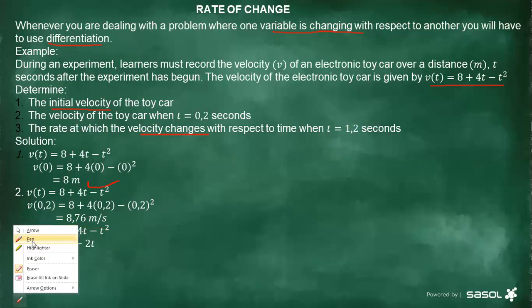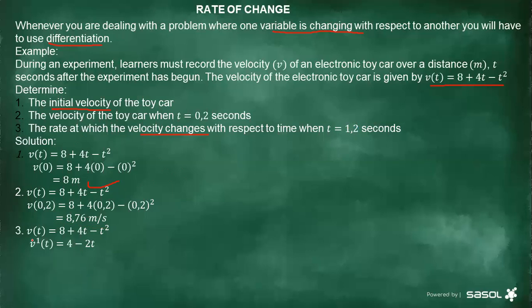After doing the derivative, we then substitute your time, which is 1.2, where you see T. And then from there, you press your calculator, you obtain 1.6 meters per second. So that's what we are having there. That is the rate of change, all right?